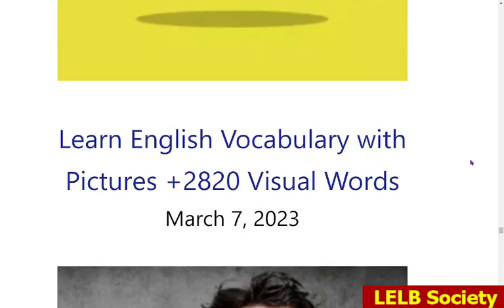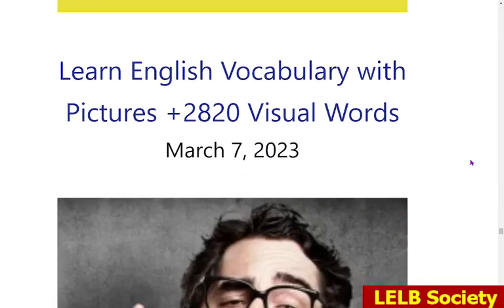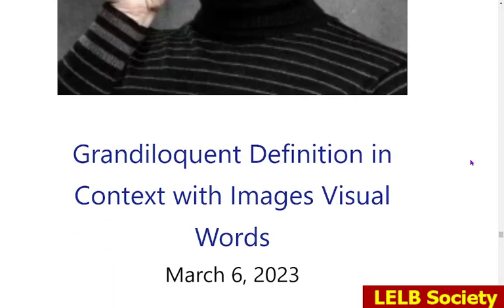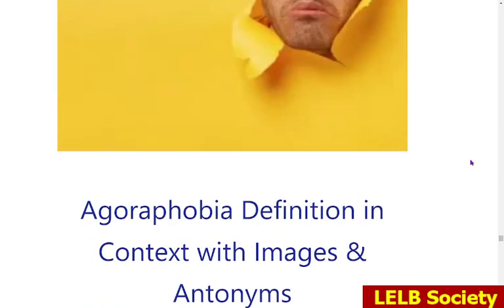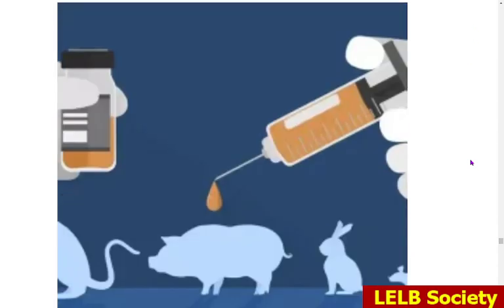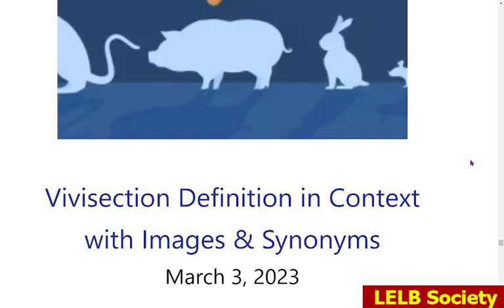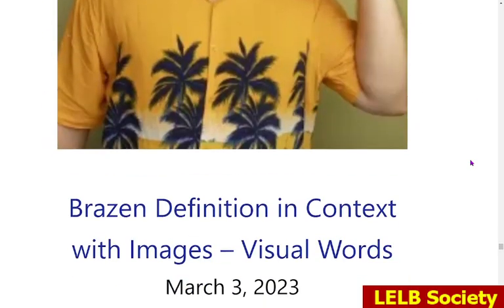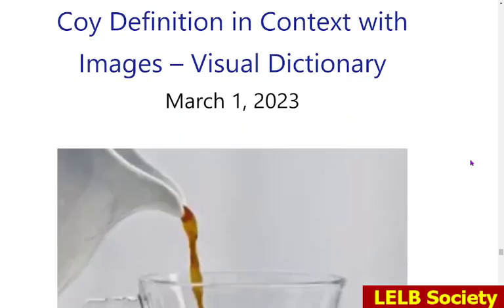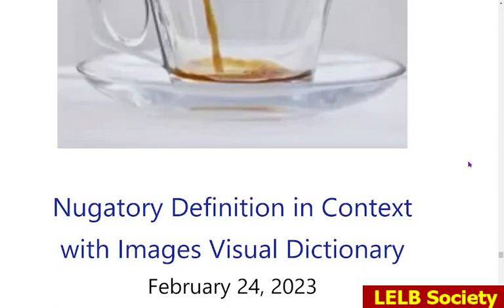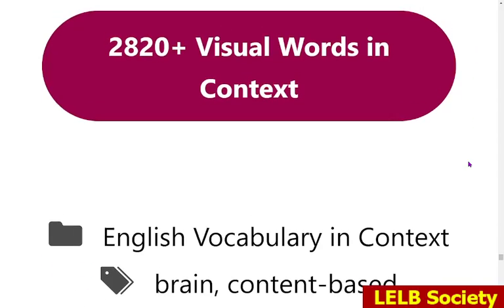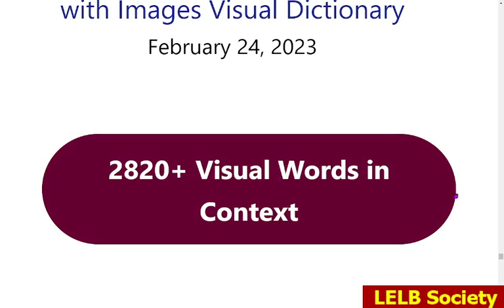Audiophile and learn English vocabulary with pictures, grandiloquent, agoraphobia, vivisection, brazen, coy, nugatory, and if you just click on this button, you will access the rest, including actually over 2,820 visual words in context.